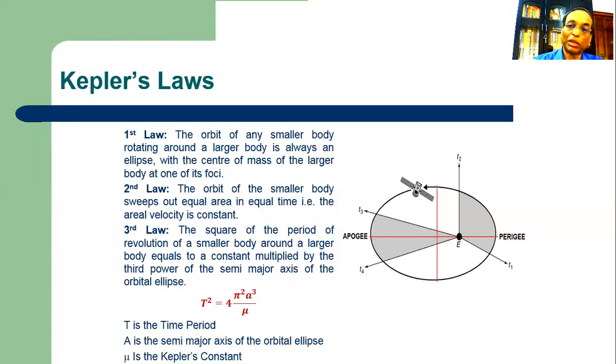So these are the three Kepler's laws. The first one is that the larger body is kept at one of the foci, and the smaller body revolves around it in an elliptical path. Second, the areal velocity will be constant all the time. And the third law is regarding the time of revolution, the time period. That is, a to the power 3 is proportional to T square, T square is proportional to a to the power 3. And the constant factor is 4 pi square by mu.